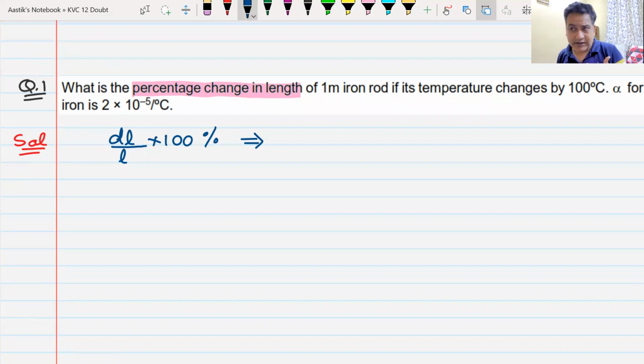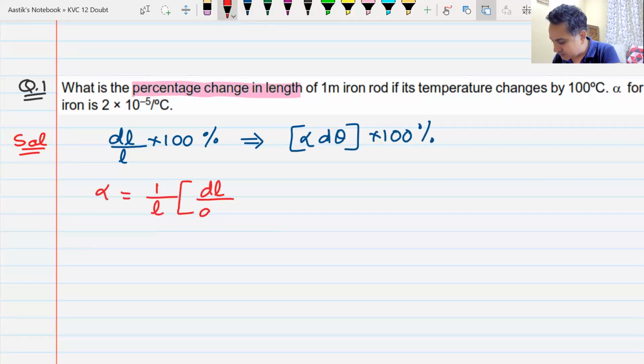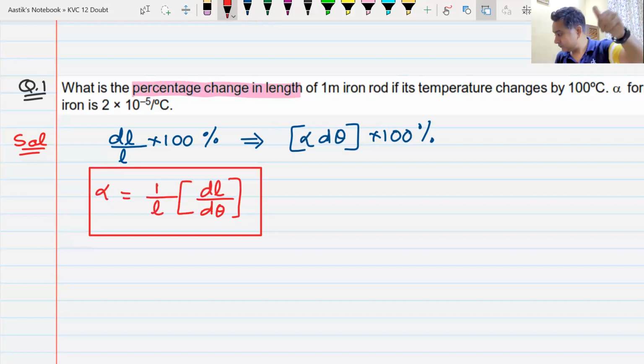We know that delta L by L is alpha times d theta, the change in temperature. So we have to multiply alpha by delta theta by 100%. It comes from the concept that we have written already in this form, 1 by L into dL by d theta. Everyone understands this? A quick raise of hands will give me more confidence that we are in the same universe.